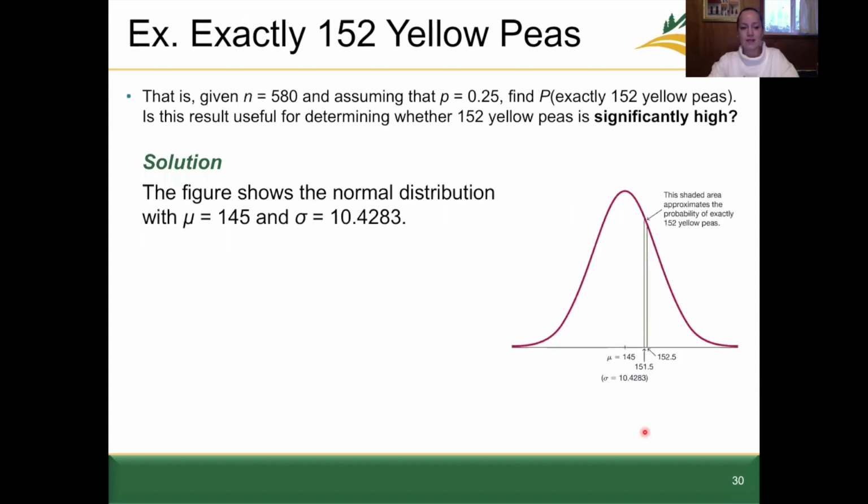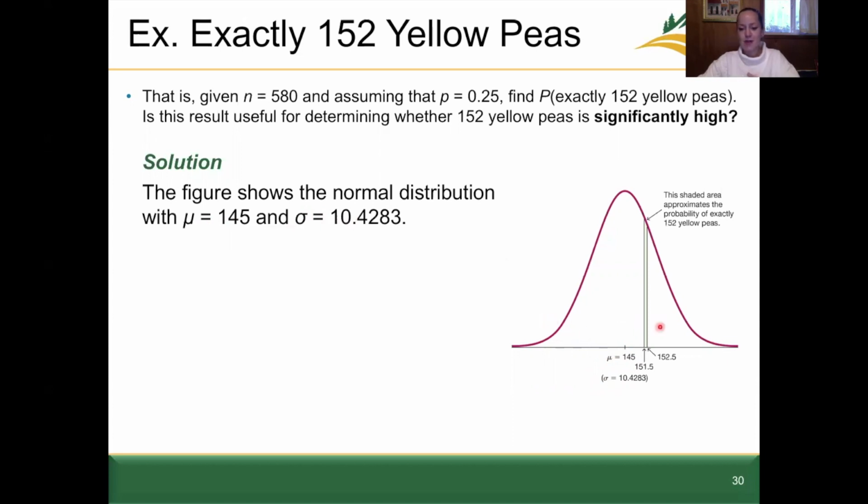Okay, so here's our solution. In this figure, we have a normal distribution. It's symmetric and bell-shaped. We've already figured out our mean, our mu value, and our standard deviation, our sigma value. In the middle of our normal distribution, we have our mean value of 145. Our sigma value, our standard deviation, is 10.4283.